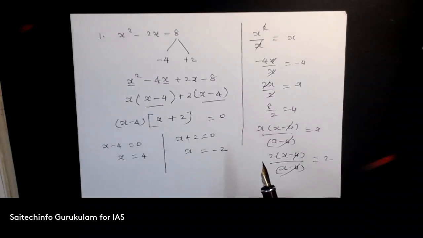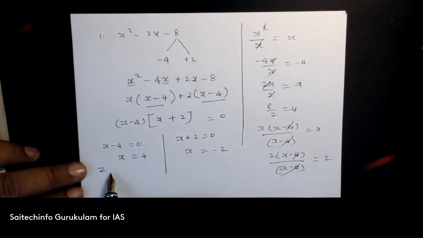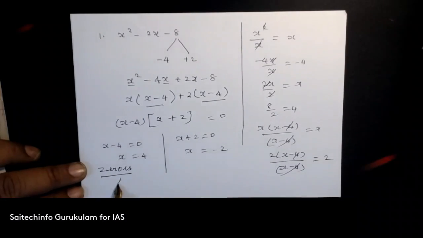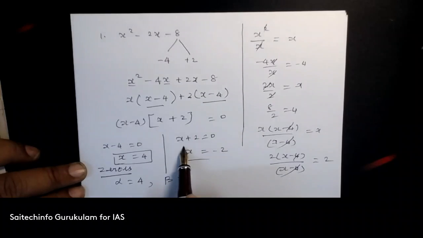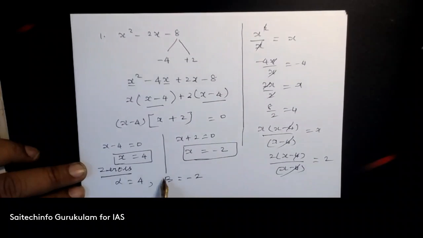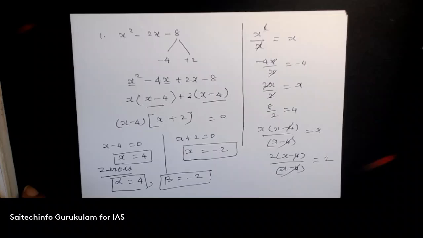Are you able to follow? Now you can declare the zeros. The zeros are, that is alpha is equal to 4, that is x is equal to 4, and beta is equal to minus 2, that is declared as beta equal to minus 2. Okay, clear?